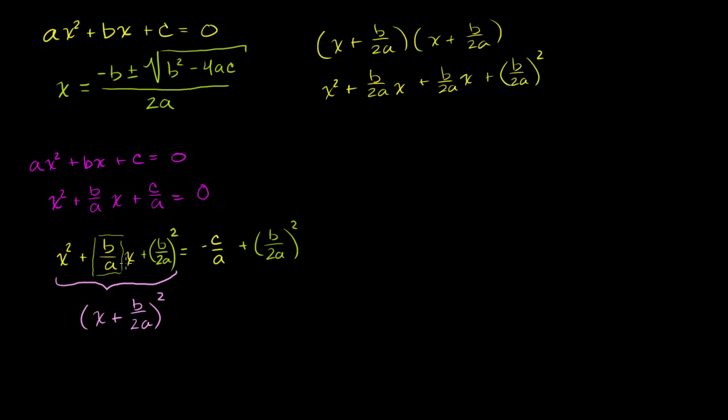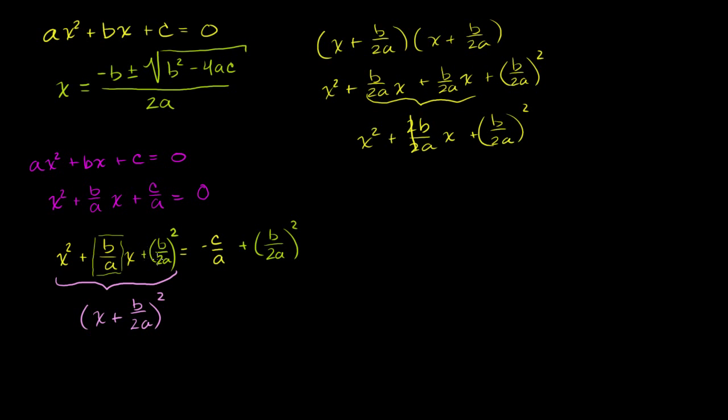That and this are the same thing because these two middle terms, b over 2a x plus b over 2a x, that's the same thing as 2b over 2a x, which is the same thing as b over a x. So this simplifies to x squared plus b over a x plus b over 2a squared, which is exactly what we have written right there.